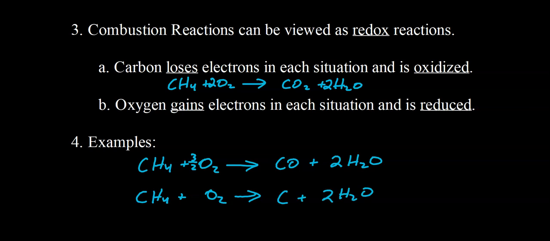So if you have less than 2 to 1, less than 1.5 to 1, so if we have a 1-to-1 ratio of oxygen to methane, you are not going to make carbon monoxide, you're not going to make carbon dioxide, you are going to make carbon, of course, each time along with water.